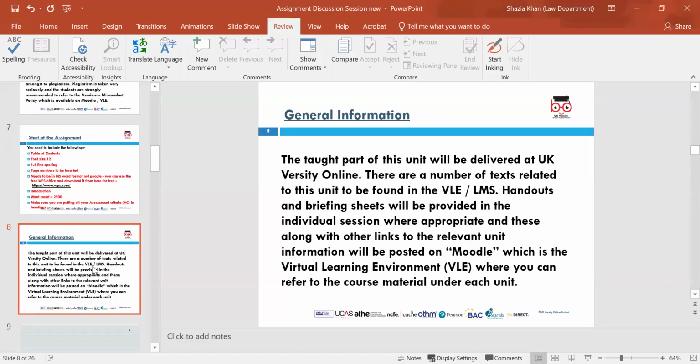General information. So this is just about the unit which is being taught and delivered at UK Varsity, and the VLE that is used is Moodle. Handouts and any sort of additional reading, any sort of the recorded lectures are all available on Moodle for you. And that is the virtual learning environment where the course material is all available.